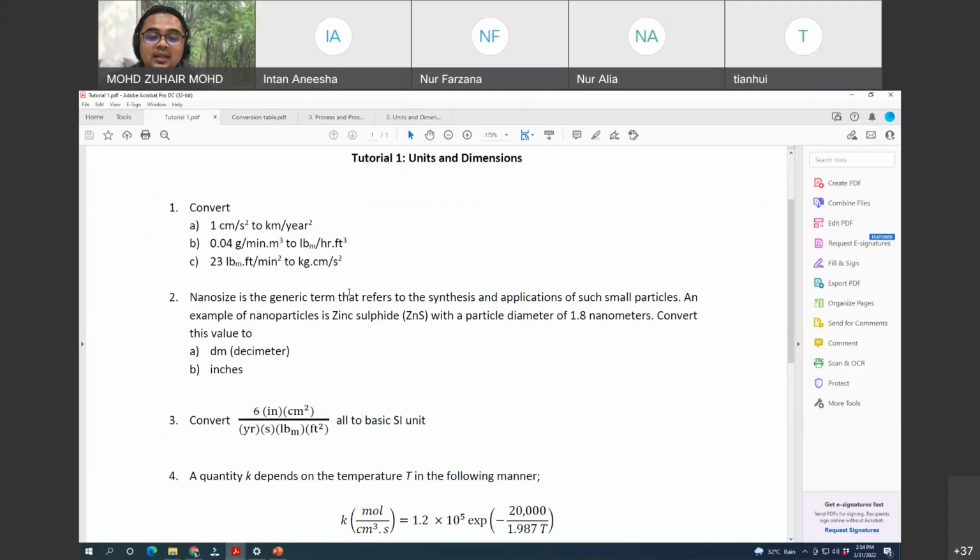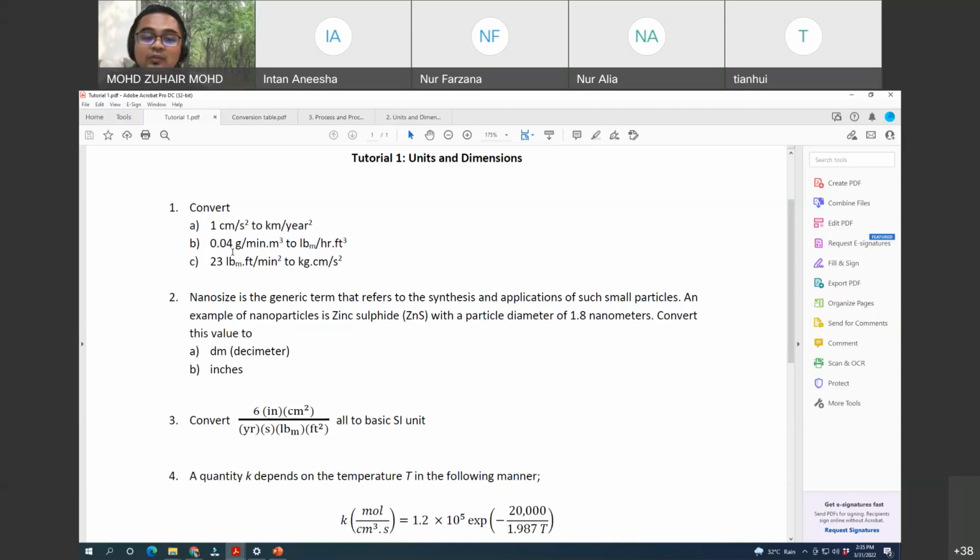Nanosize is the generic term that refers to the synthesis and application of such small particles. Okay, for the first one, the question is quite straightforward. It just asks you to convert from here to here. But for the second question, we have a situation where it gives some story. Don't panic when you are given a question like this. Try to extract all the important information first before you try to solve it.